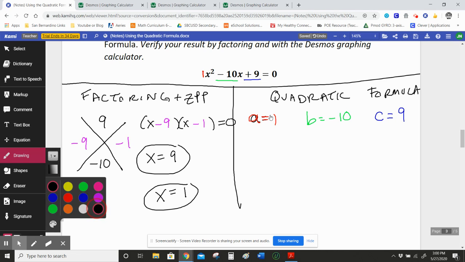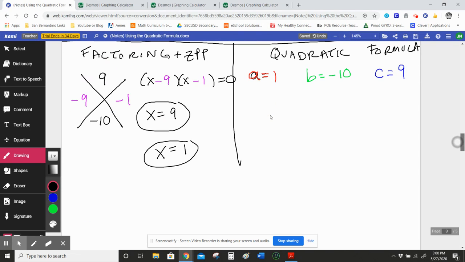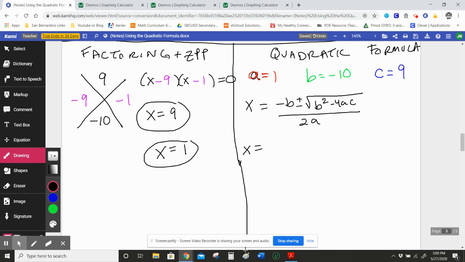Now, since you are a great math student and have already memorized the quadratic formula by now, you should know that x is equal to opposite b plus or minus the square root of b squared minus 4ac, all over 2a. So once you plug it into the formula, all you need is to simplify it and you have your roots.